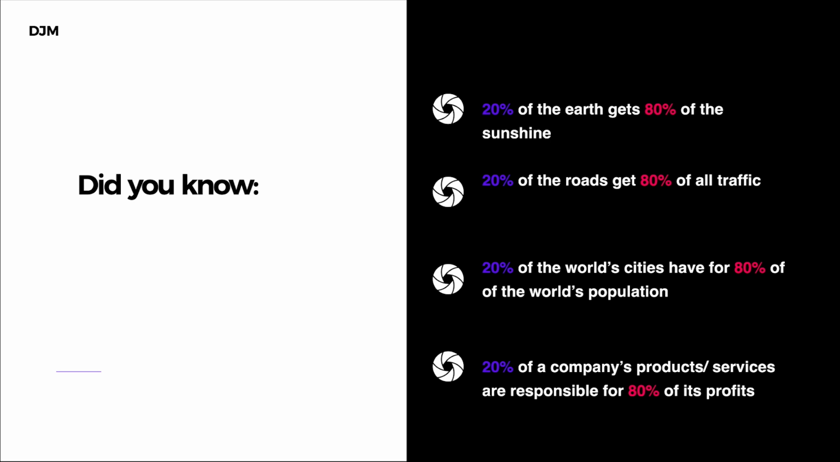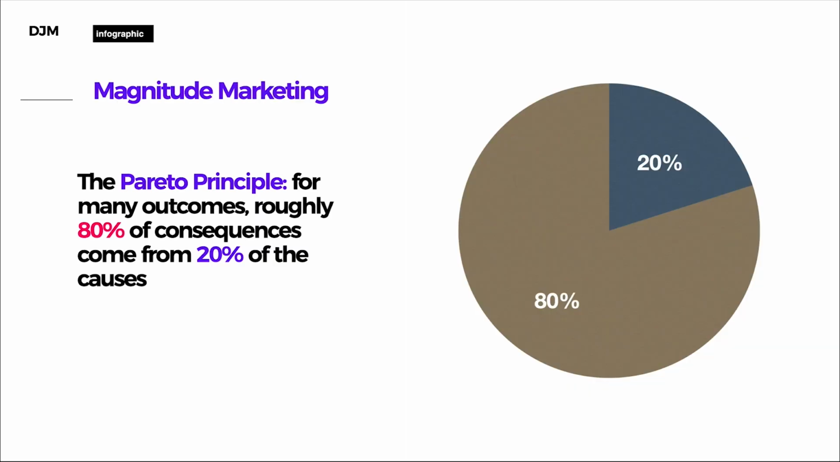And these numbers are real. They're true. They are absolutely true. On average, this is how things truly look. And what we're talking about here is called the Pareto principle. It's a huge part of magnitude marketing. The Pareto principle states that for many outcomes, roughly 80% of the consequences come from 20% of the causes.